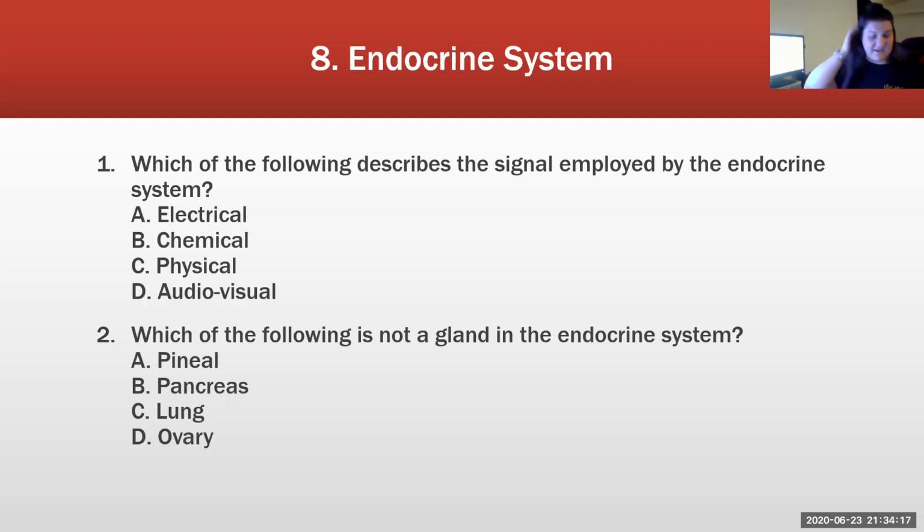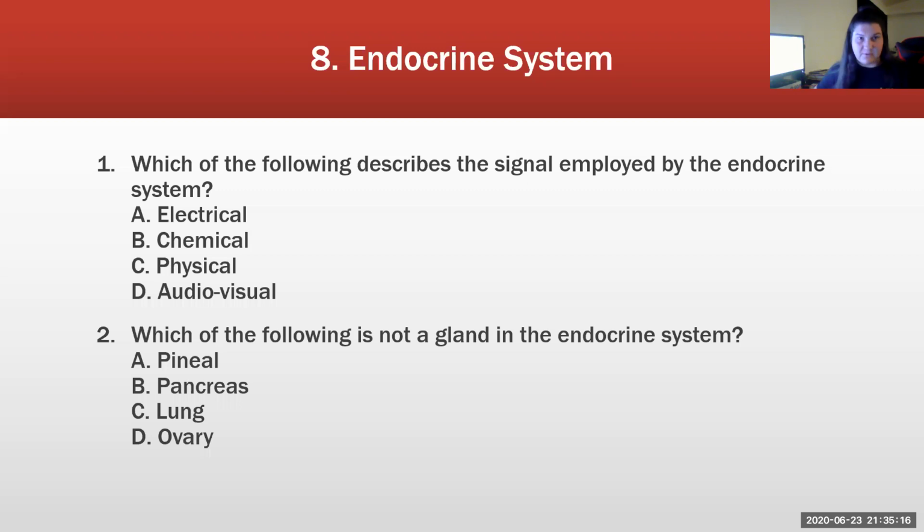Anyway, so endocrine system, option B is correct. We understand that hormones are all about chemical response. They may be sent off and generate electrical impulses, but that's not what is employed by the endocrine system. The endocrine system has nothing to do with electrical impulses. It's all chemical. There's no direct physical connection between an endocrine gland and its target, except for blood, but that's just a medium. That's just a way of transfer. So it's not physical. That's not the signal that's employed by the endocrine system. And audiovisual, hormones don't produce a sound or a light show. It's just not what happens. Again, that's like that random, what the heck question.